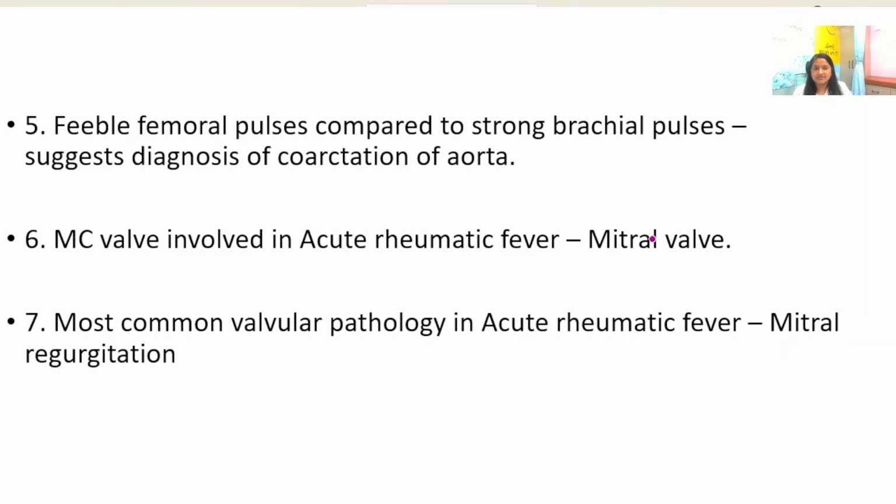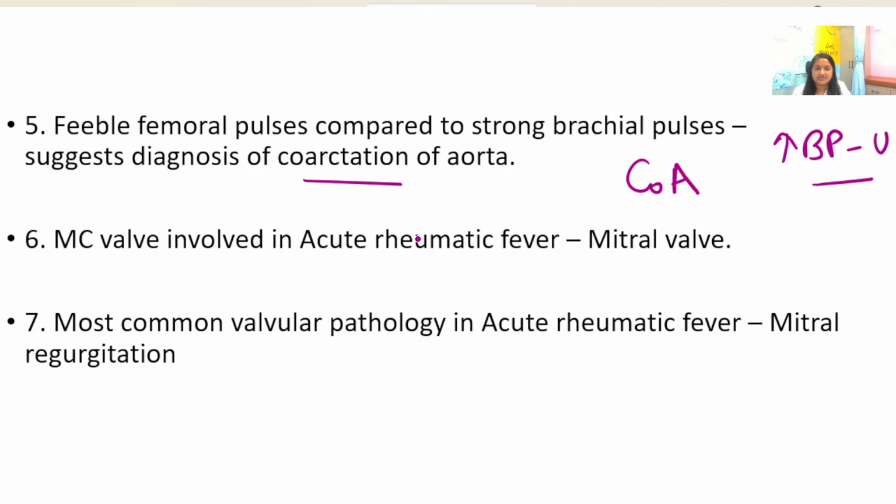Feeble femoral pulses compared to strong brachial pulses suggests the diagnosis of coarctation of aorta. Also, there will be increased blood pressure in the upper limbs as compared to the lower limbs. This should point towards the diagnosis of coarctation of aorta.